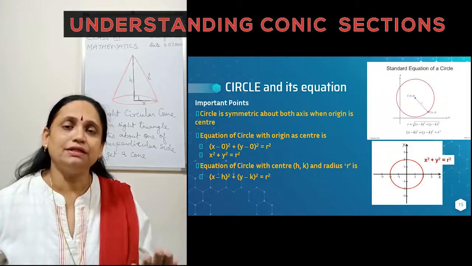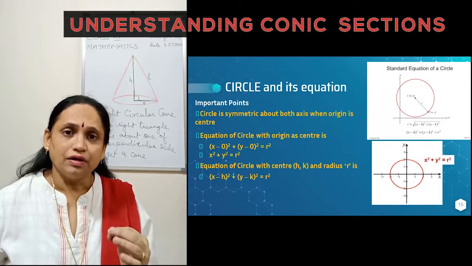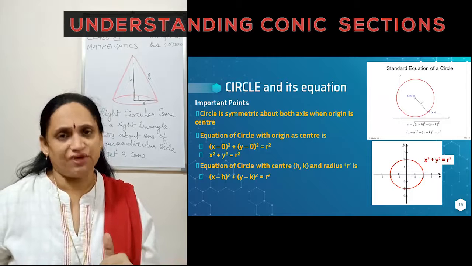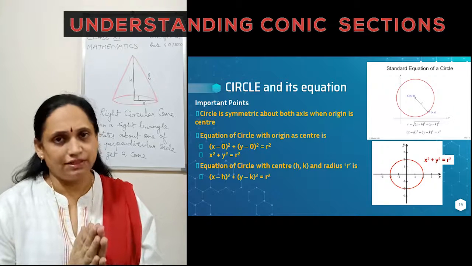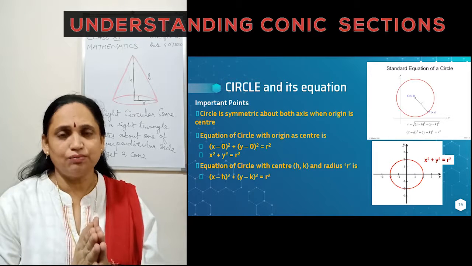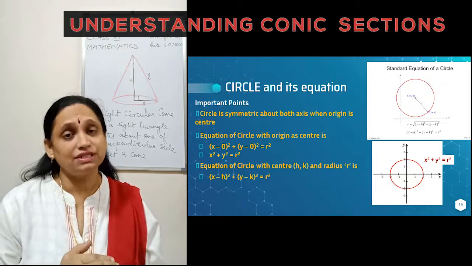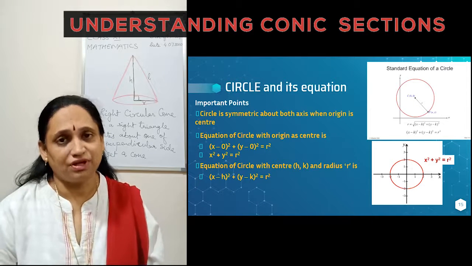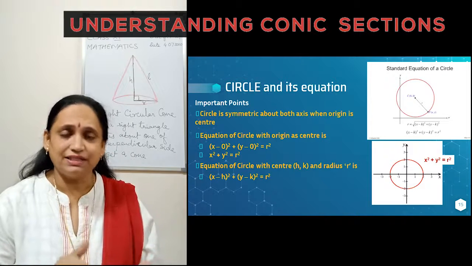Now, when we place the circle in the Cartesian coordinate system, taking origin as the center, then this circle is going to be symmetric about both x-axis and y-axis. What do we mean by symmetric? Symmetric means if we fold the circle along the x-axis, the figure overlaps itself, covers itself completely. Or if you fold it along the y-axis, even then the figure covers itself and coincides perfectly. Such a figure is called symmetric.